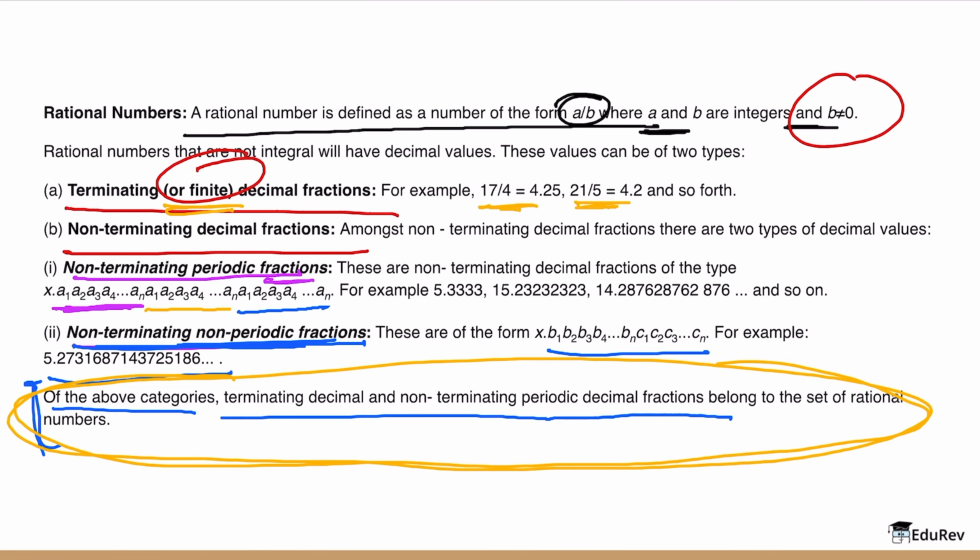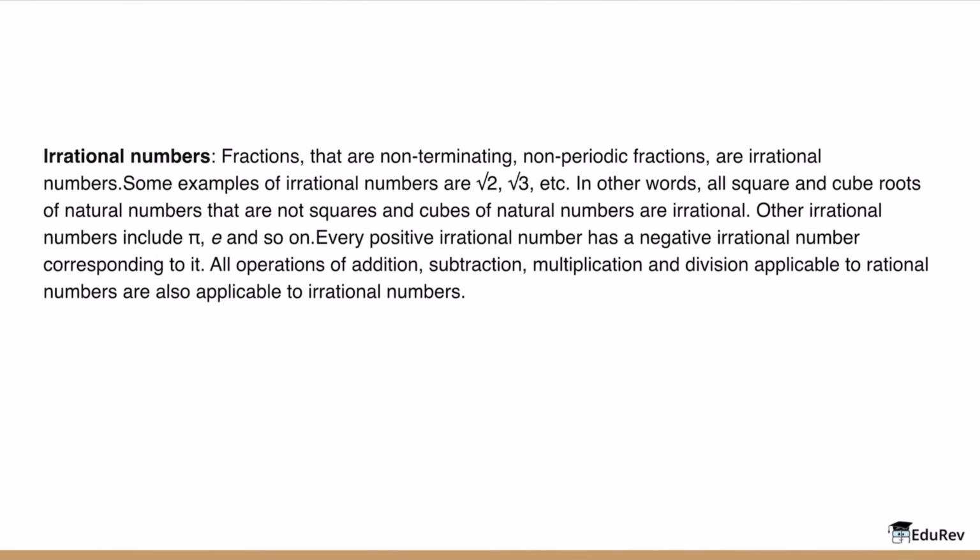What is the meaning of this? Your terminating decimal fractions and your non-terminating periodic decimal fractions, they basically belong to what? A set of rational numbers. Okay, so this is basically what it is, and I hope this concept is easy and you have understood it.